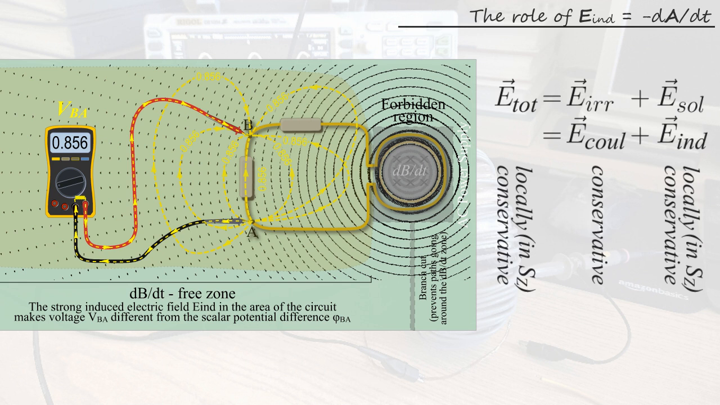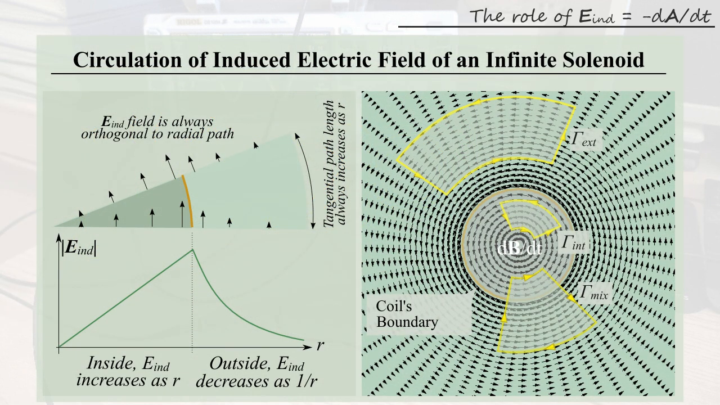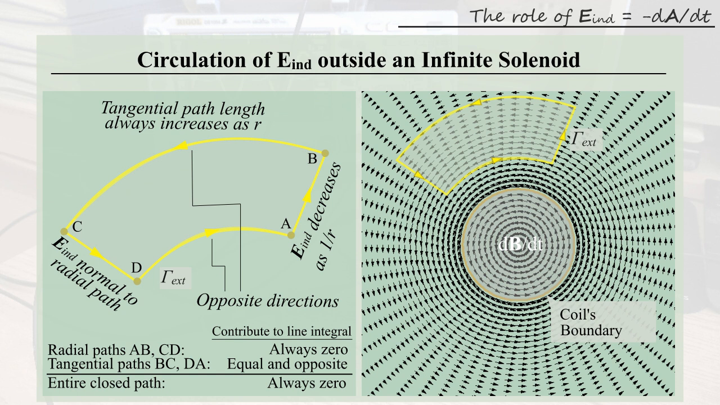Well, just like the total electric field, E induced is only, quote, locally, unquote, conservative, in the sense that its circulation is zero along all closed paths contained in a simply connected region of space that does not include its magnetic induction sources. Can we explain this by just looking at the fields? Well, yes, we can explain this requirement by observing that the contribution of the induced electric field E induced to the voltage path integral will always cancel out on all closed paths that do not go inside or around the source of dB dt.